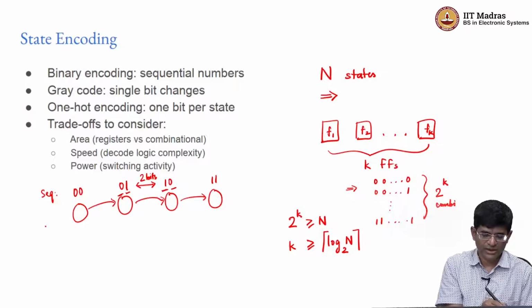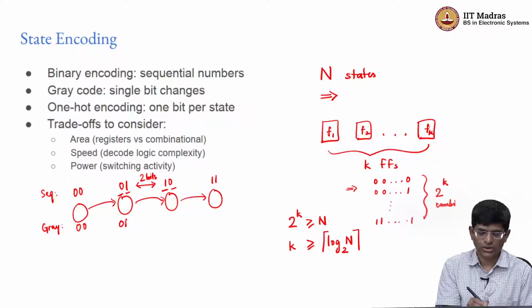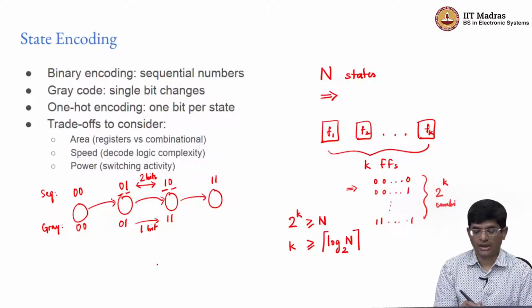The alternative is to use what's called a gray code. Over here we have 0, 0, that goes to 0, 1. Now, from 0, 1 we go to 1, 1, which means only 1 bit transitions. And what do we do from there?